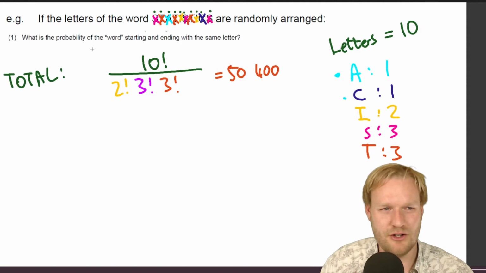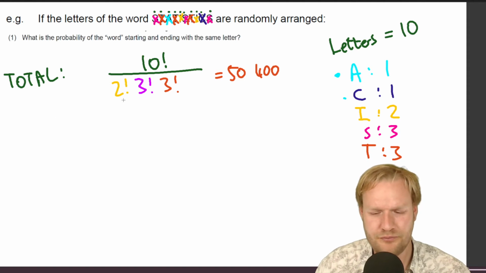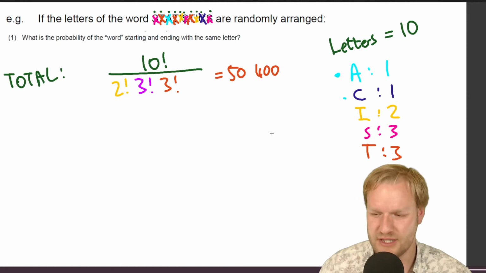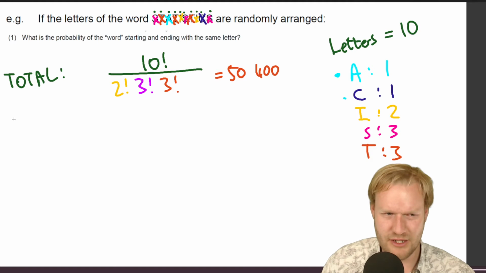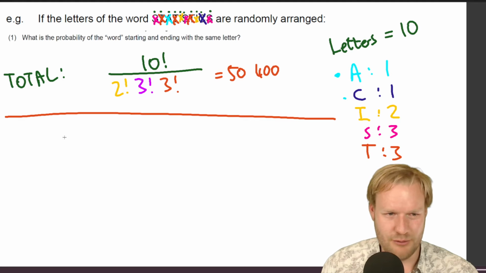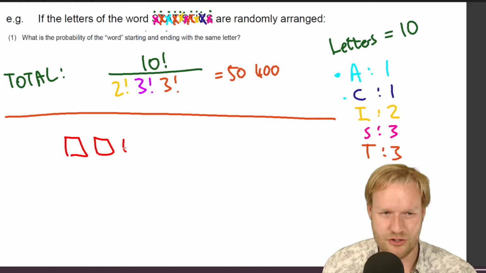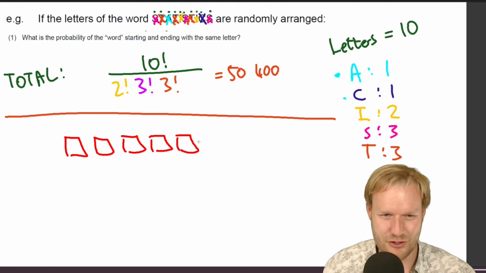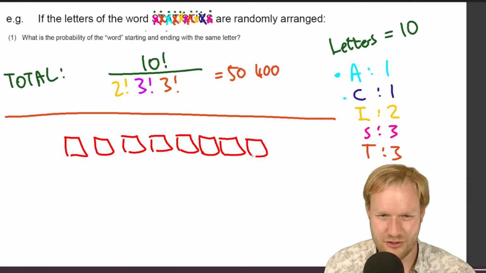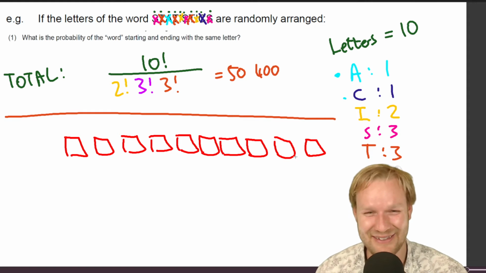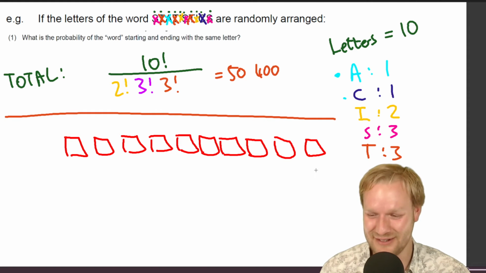Now we need to look at the probability. We're going to see how many different ways we can write a word that starts and ends with the same letter. For this, we need to think through a few different options. I'm going to draw my beloved boxes. 1, 2, 3, 1, 2, 3, 1, 2, 3, 4, 5, 6, 7, 8, 9, 10. We got there, so we've got 10 different.